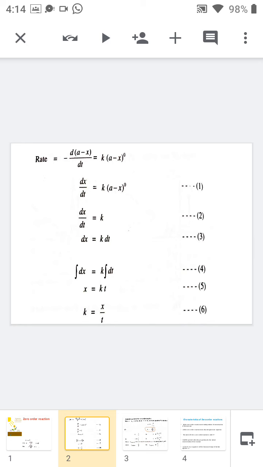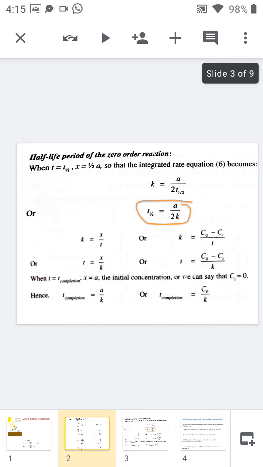If you do the integration, integral dx is equal to K into integral dt. Integral dx is equal to x and integral dt is equal to t. So x is equal to Kt, K is equal to x by t.